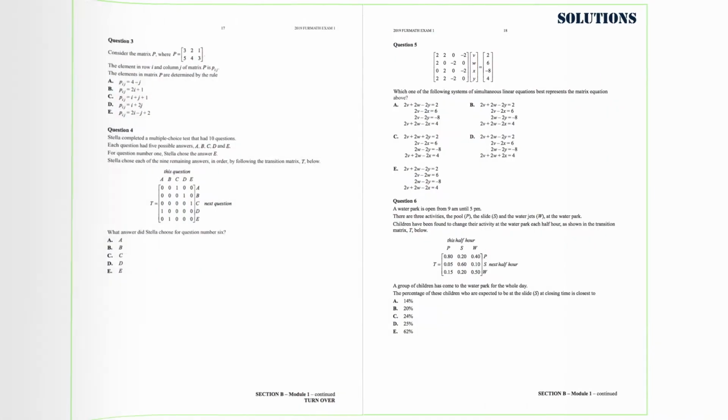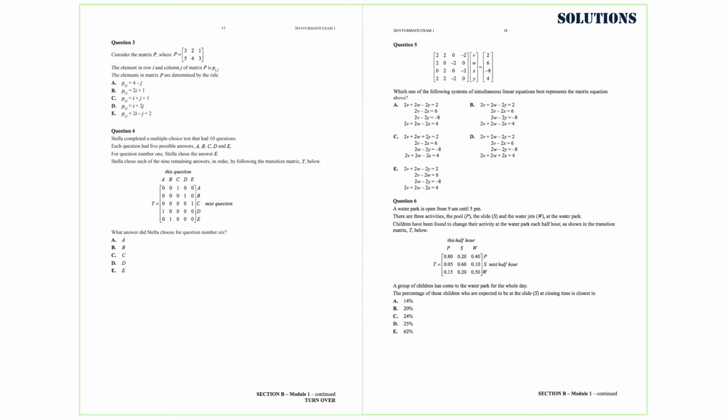Question 3. Consider the matrix P as given. The element in row i and column j of matrix P is Pij. The question is asking for the rule that is used to determine the elements in this matrix. Let's start by checking the rule in option A. Pij equals 4 minus j.